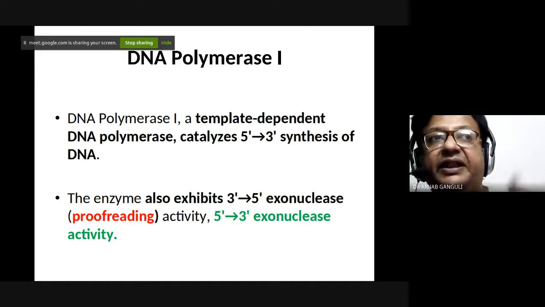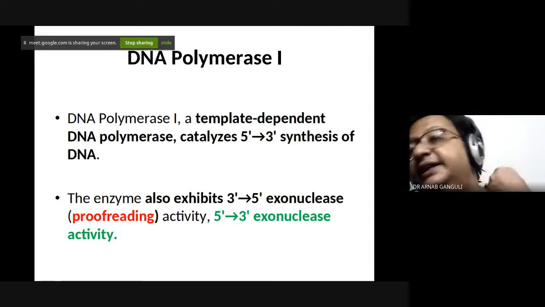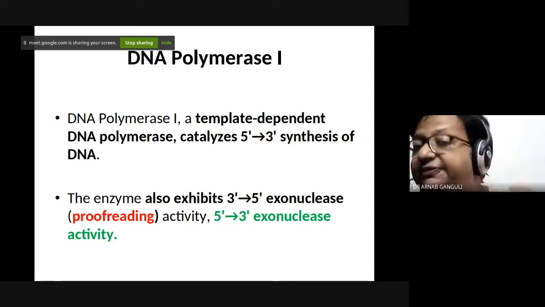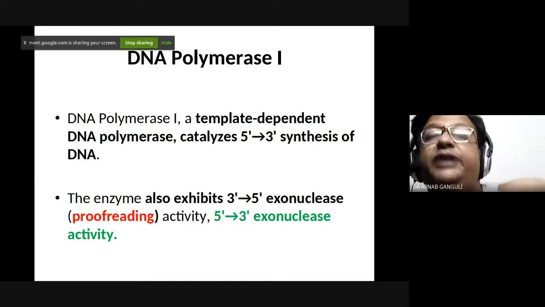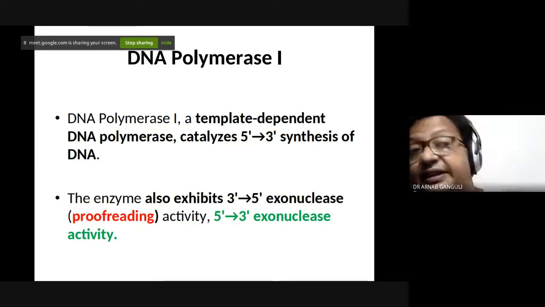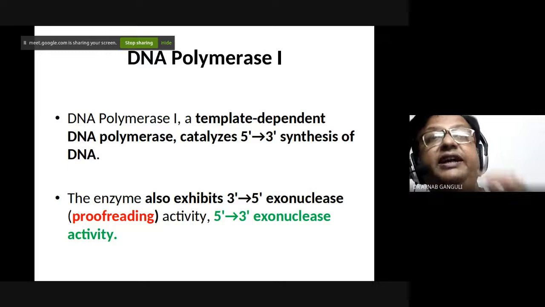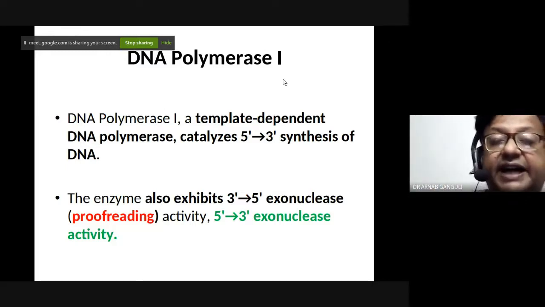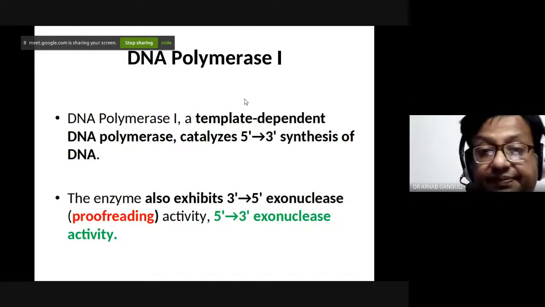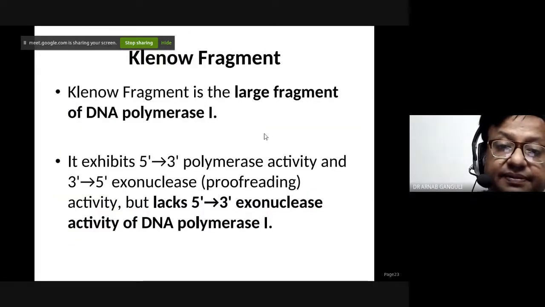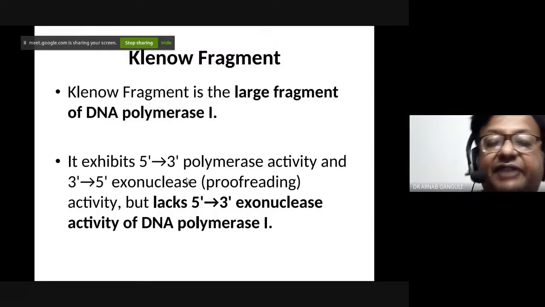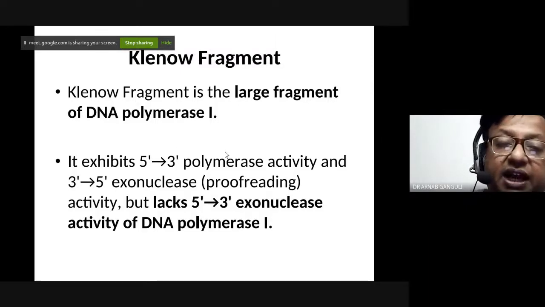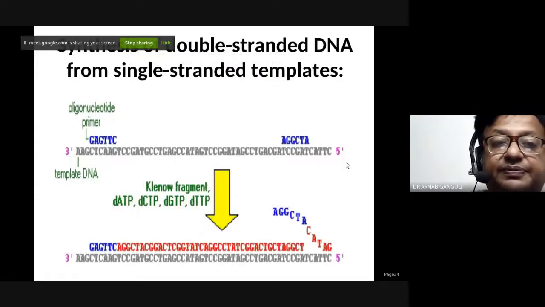So when this DNA polymerase 1 copies, it checks whether there is one error, meaning one mutation. It can be catastrophic. So there is proofreading, and because of this, errors don't happen. There is high fidelity. So in the Klenow fragment, the 5' to 3' exonuclease is removed.